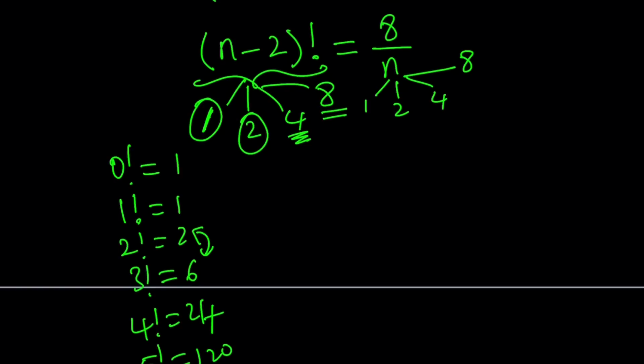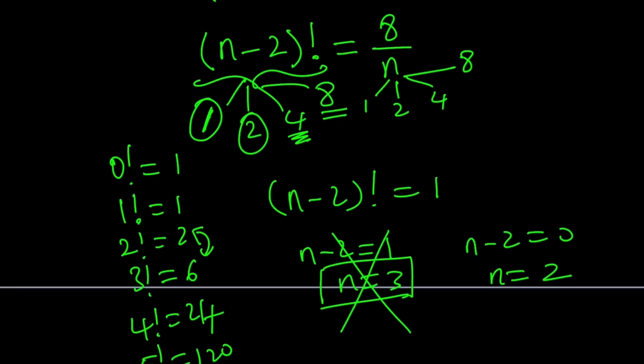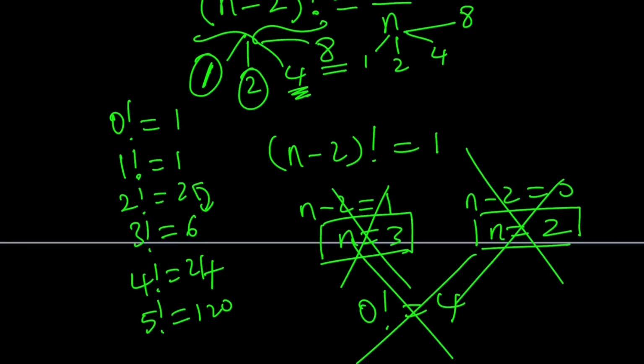So the question is, if n minus 2 factorial is equal to 1, n minus 2 is either 1 or 0, right? Because 0 factorial and 1 factorial are both 1. If n minus 2 is 1, n equals 3, and otherwise n equals 2. If n is equal to 3, 3 does not divide 8, so it's not a feasible solution. But n equals 2 is a divisor of 8, so that could work. But if you replace n with 2 on both sides, you get 0 factorial equals 4, which is obviously false, so n equals 2 is not a solution.